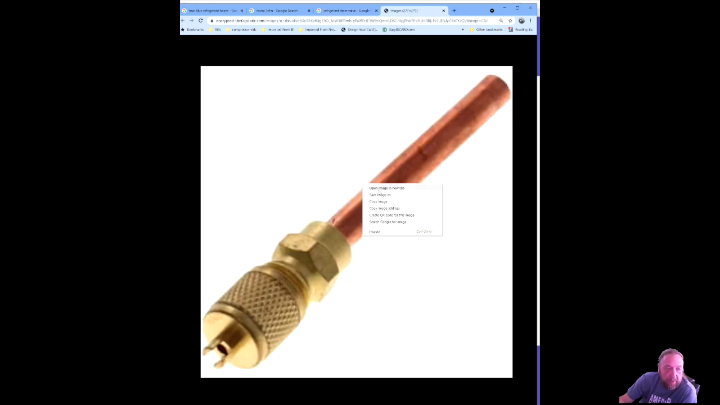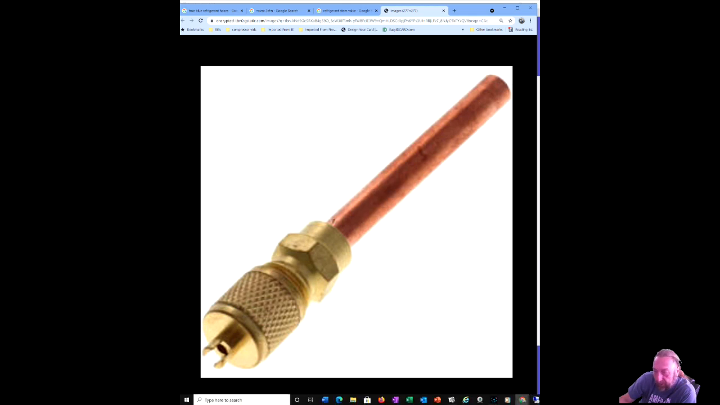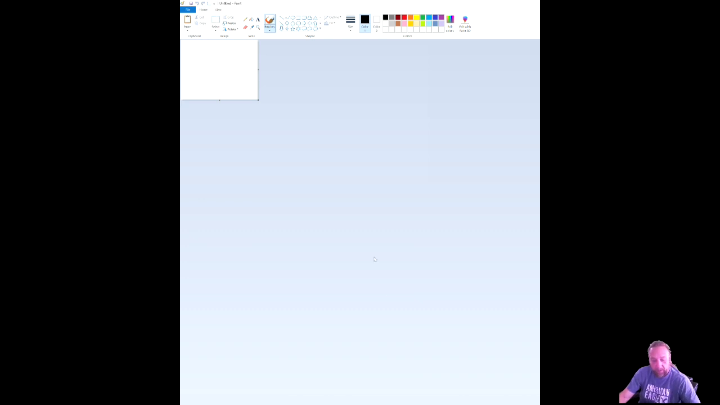Let me just copy this image, and I want to bring it in. Guys, we'll talk about this refrigerant problem in a minute, but we had a question here. Let me see, why can't I expand this?